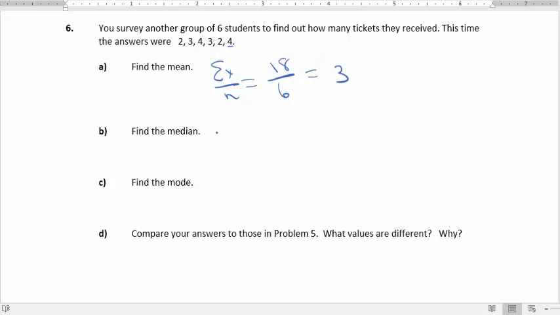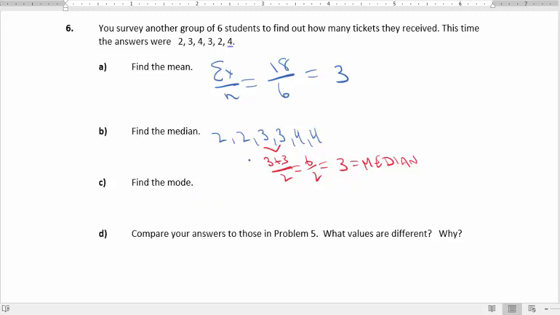The median now, if I arrange these in order, I have 2, 2, 3, 3, 4, and 4. There's no exact middle here. So when there's no exact middle, you take the 2 that are closest to the middle, in this case the 3 and the 3, and take the mean of these. If they're both 3, the mean is still going to be 3. I do 3 plus 3 divided by 2, and I get 6 over 2, which is 3. So the median is 3. If the two numbers closest to the middle are the same, then the median is just that same number, because the mean of the same two numbers is itself.